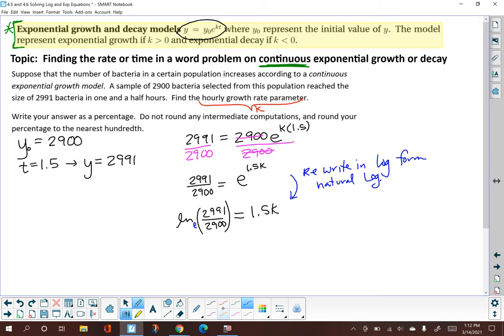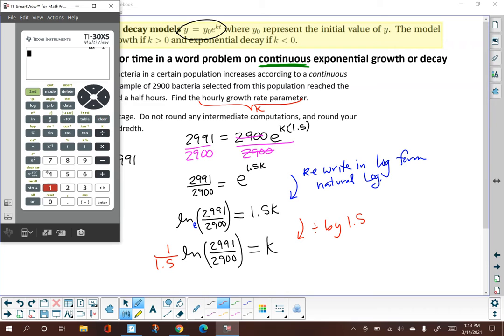We're really almost there. We just need to divide both sides by 1.5. I'm going to write it as the fraction 1 over 1.5, just because I think it'll be easier to put into the calculator. So I just divided both sides by 1.5. Okay, so we can put that into our calculator now to solve for k. Now this is exponential growth, so we should be expecting a positive number for k. So 1 over 1.5 times the natural log of 2,991 over 2,900. And that should give us our k value.